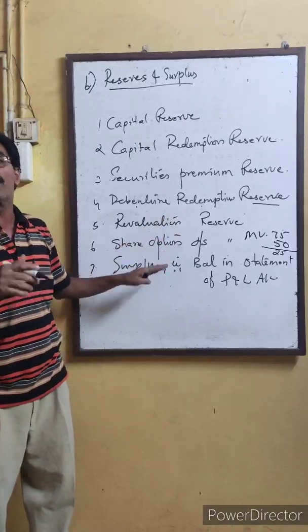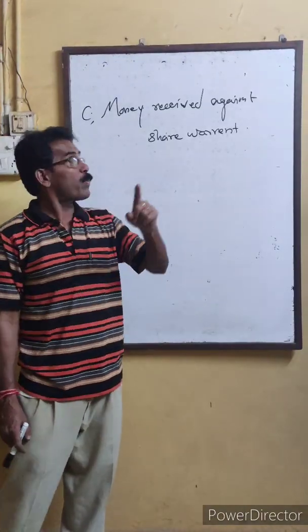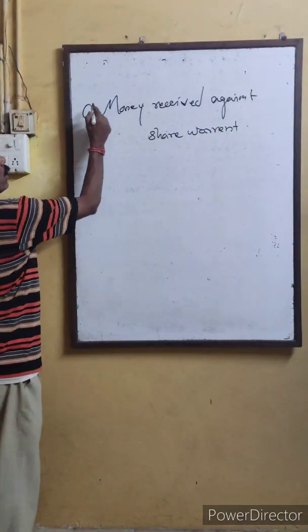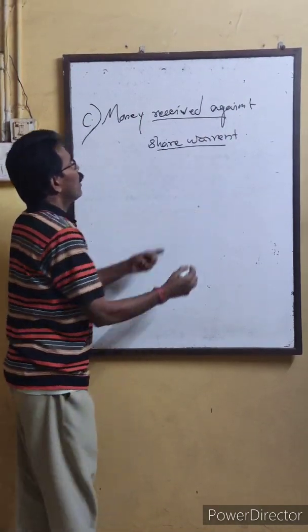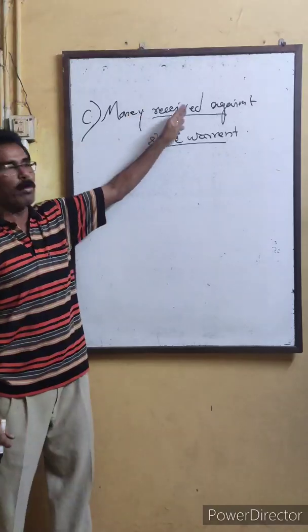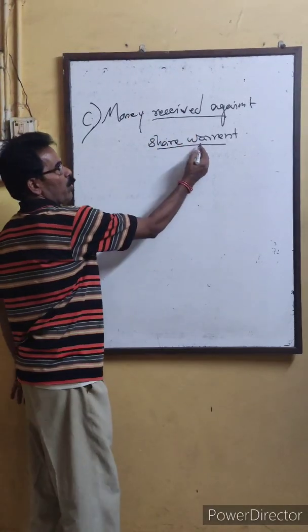Now we are going to see the next one. Under shareholders' funds, the third one is money received against share warrants. The company receives money against share warrants.